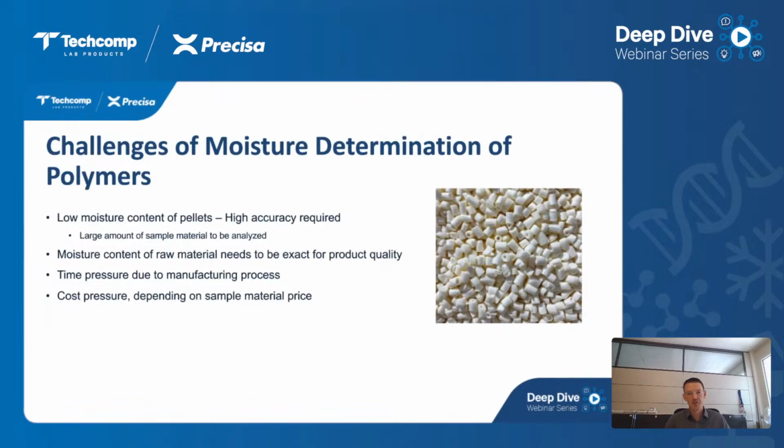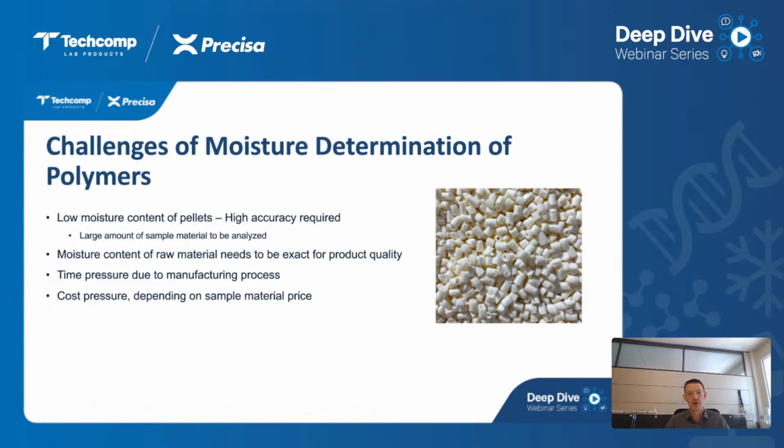Now we will have a focus on the polymers, which are usually a challenge to be analyzed. This is due to the low moisture content of the pellets. Plastic or polymer is usually hydrophobic, so it does not absorb the moisture. Therefore, a moisture analyzer with high accuracy is required. Another point is that usually there are large sample amounts which need to be tested to get reliable results.